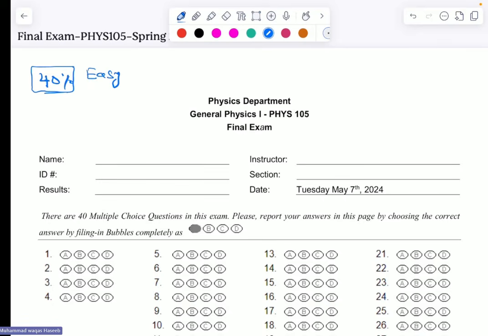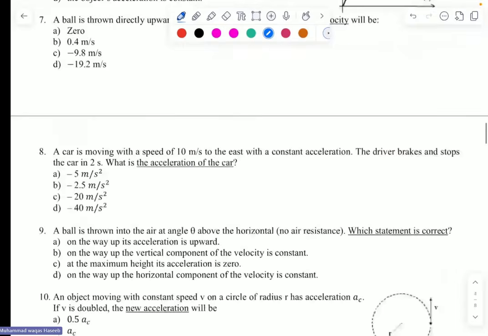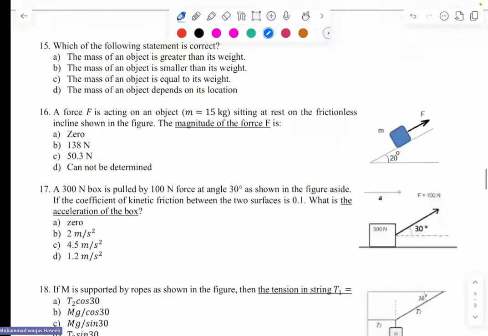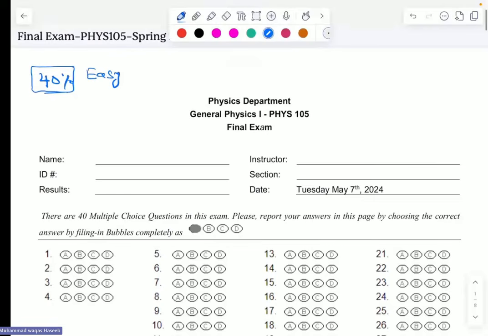So this exam we will start from question number 16. Because your exam contains chapters 5 to 10, we're going to solve only those problems that are related to chapters 5 to 10. So the most important formulas in chapters 5 to 10 are these, which we are going to use frequently.